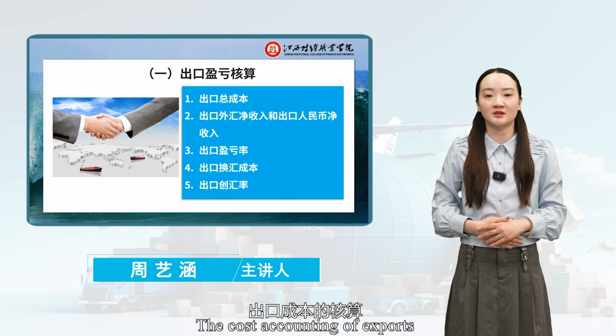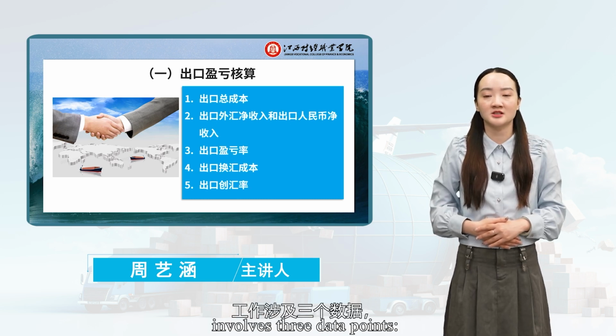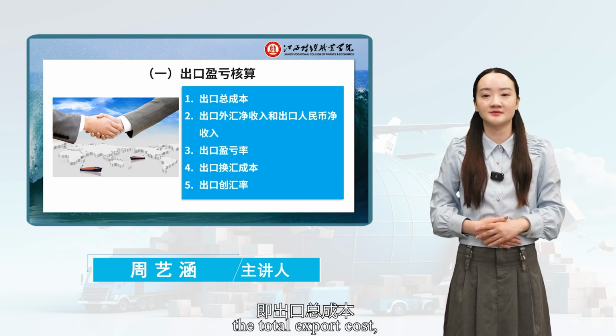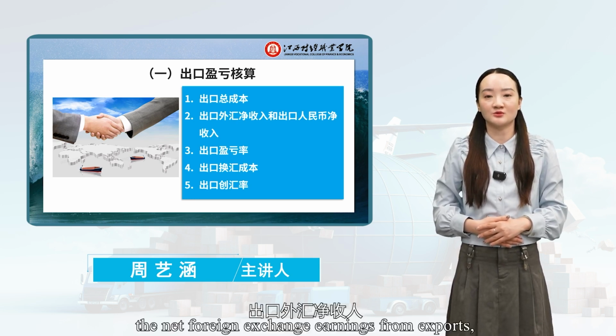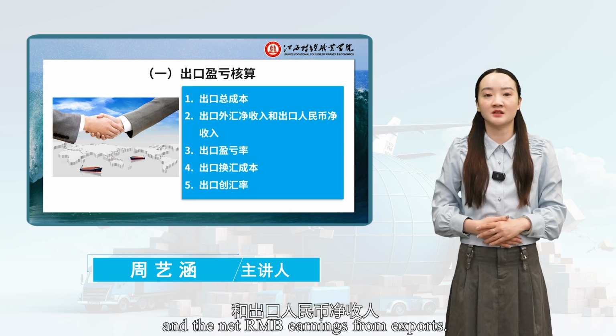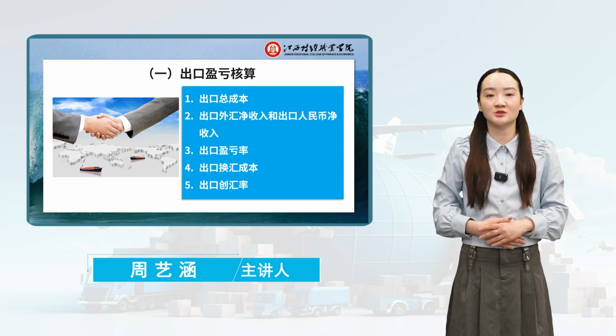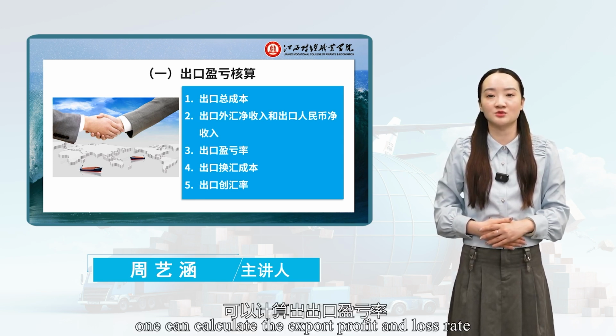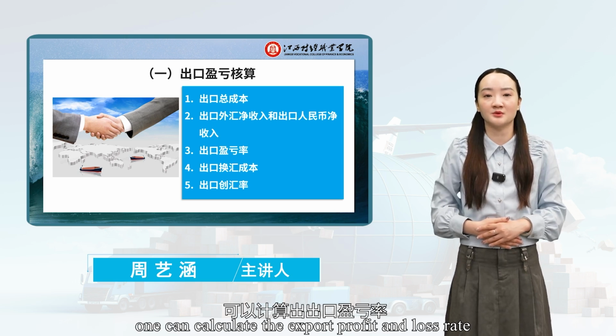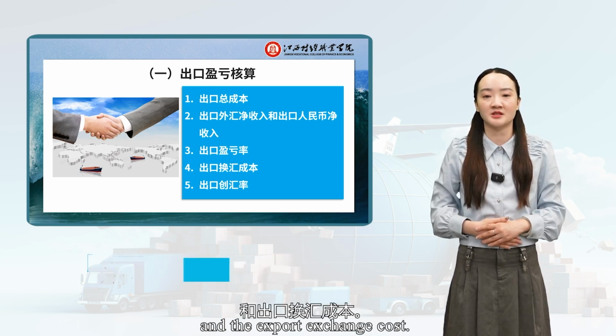The cost accounting of exports involves 3 data points: the total export cost, the net foreign exchange earnings from exports, and the net RMB earnings from exports. Based on the 3 data points, one can calculate the export profit and loss rate and the export exchange cost.